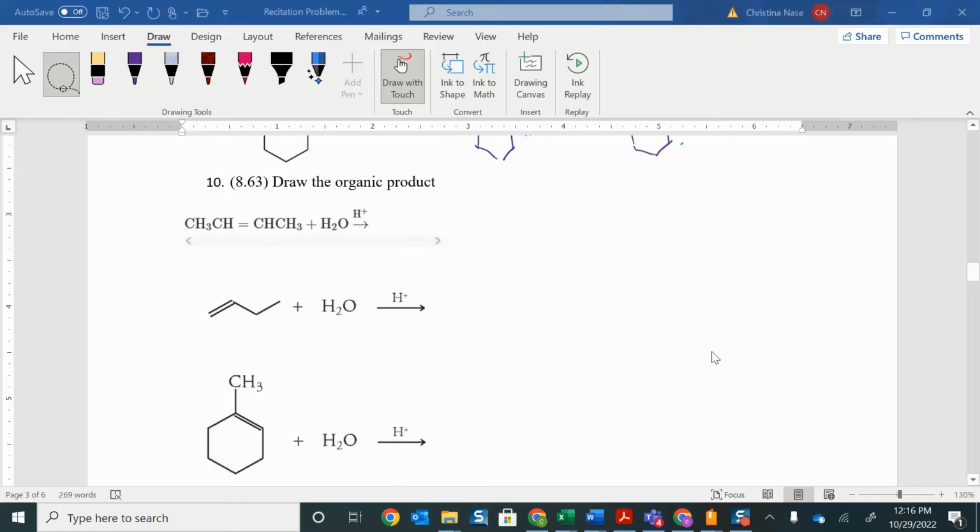We're going to do some hydration reactions. We're going to look at these products. In this case, it just says draw the organic product. Sometimes you will end up with a minor product and a major product. And this one, since they didn't ask for the minor, we're just going to focus on the major product.